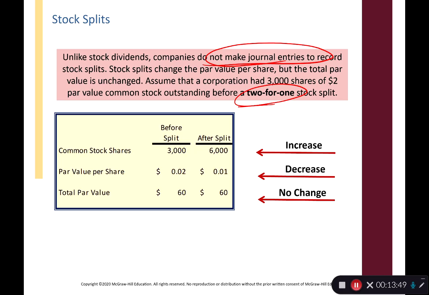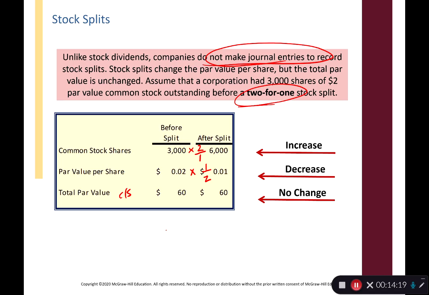To figure out the shares after the split, we multiply by the stock split ratio, which in this case would be 2/1. And then to figure out the par after the split, we multiply by the reciprocal, which would be 1/2. And you notice that before and after the split, the total par value, which is the amount in the common stock account, stays the same. 3,000 times 2 cents is 60. 6,000 times 1 cent is 60. This applies for any type of stock split.